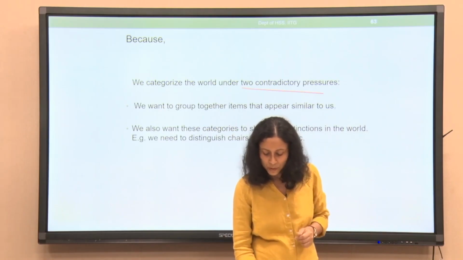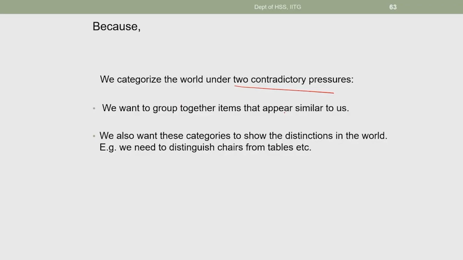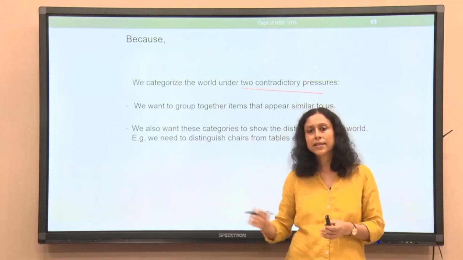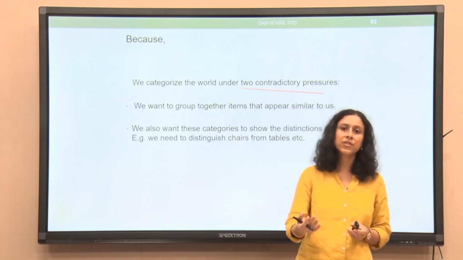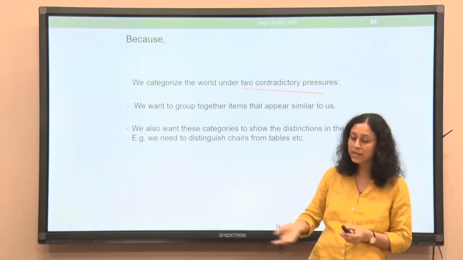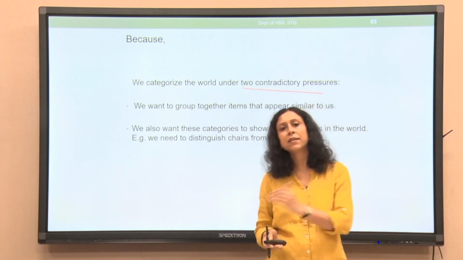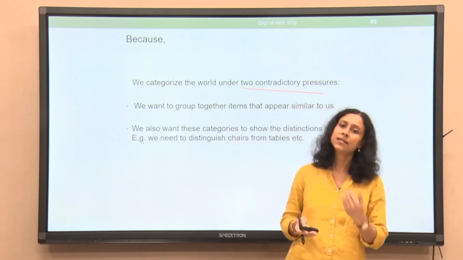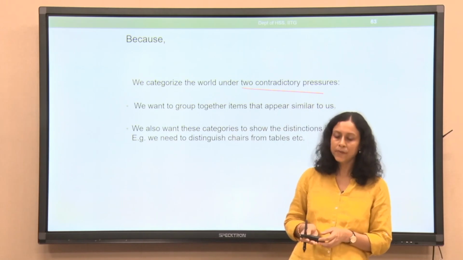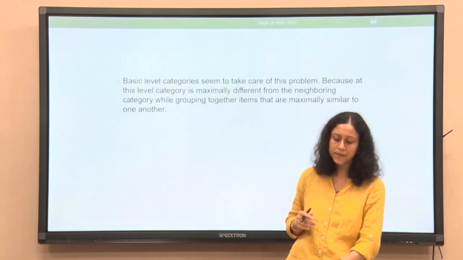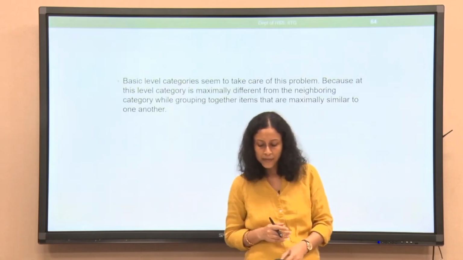So, we want to group together items that appear similar to us, and similarly we want to keep separate things separate. So, at the level of chair within the category furniture, we will have chairs, and that is exactly where the subcategories are different. So, we know what to do with a chair as opposed to what to do with a furniture. So, at this level we are differentiating between chairs and tables, even though they both are under the same superordinate category furniture. So, this distinction we need, and that is exactly why basic level categories are very important.